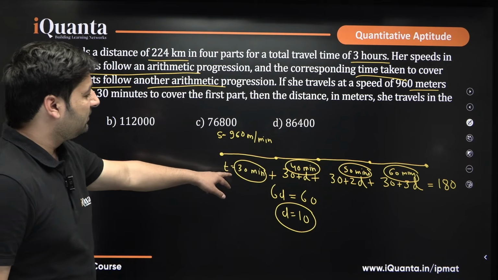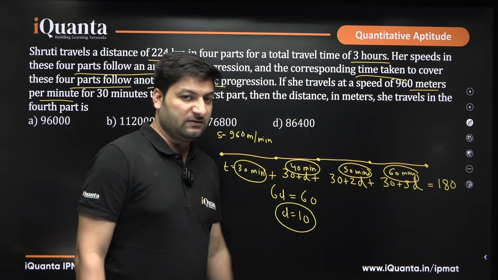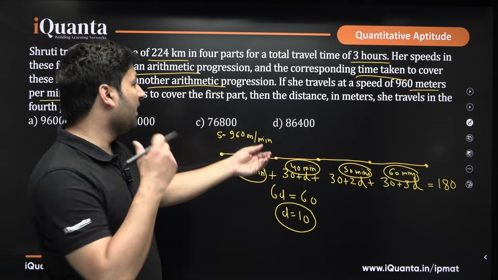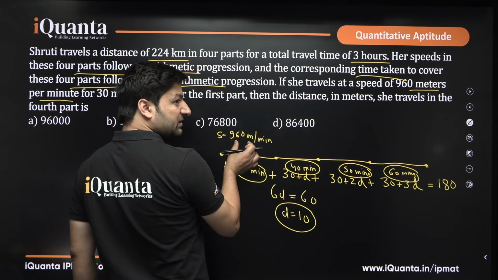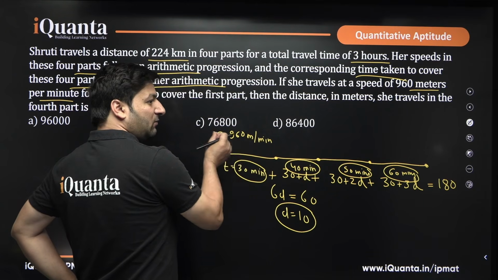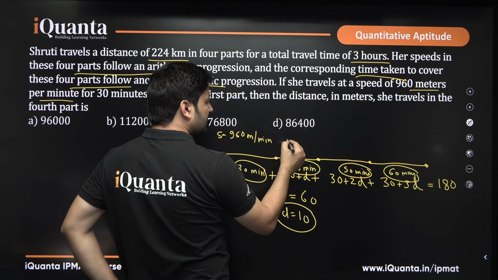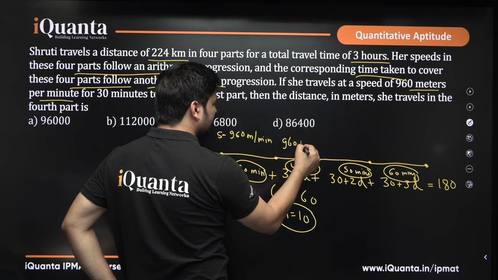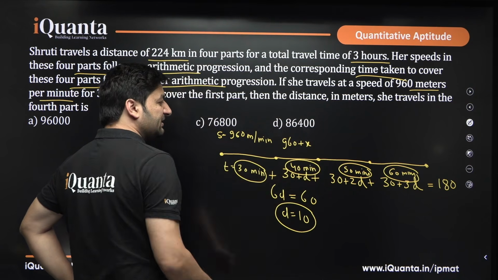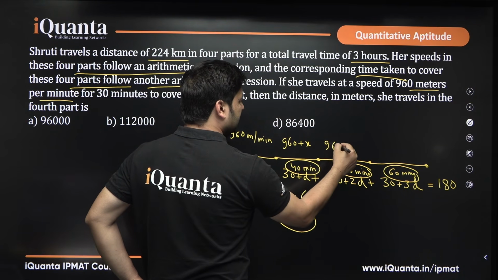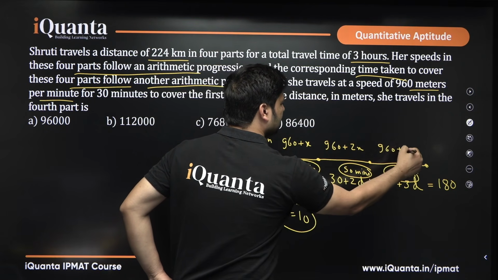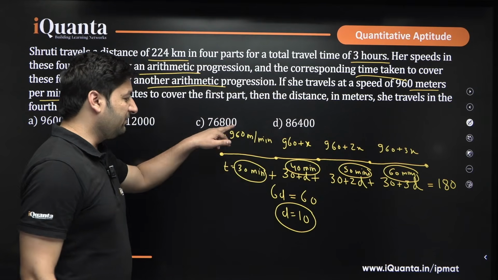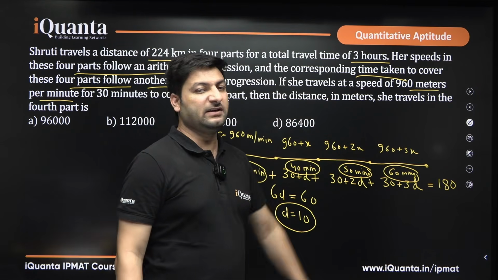Now, see, the times for these parts are following an AP. Here we have been given that speeds also follow APs. So, let me say that the first part that was covered was at 960 meters per minute. The second part will be 960 plus x, if x is the difference between the speeds. Then the next part is 960 plus 2x and finally 960 plus 3x. We have the speed and time for each and every part.